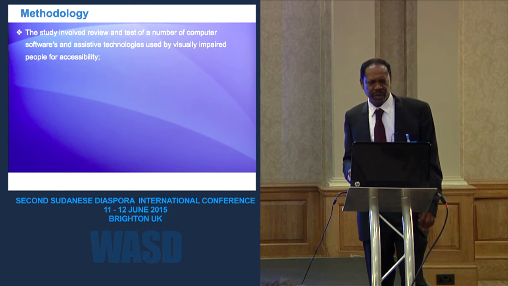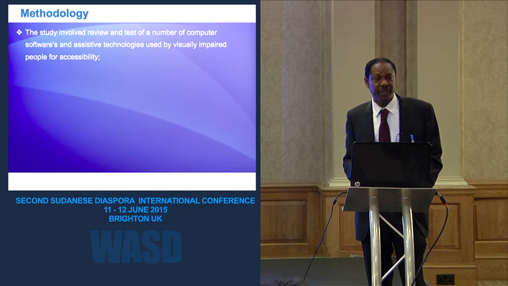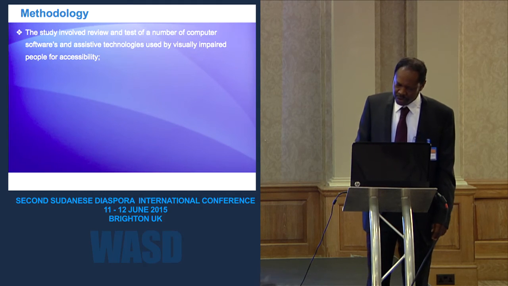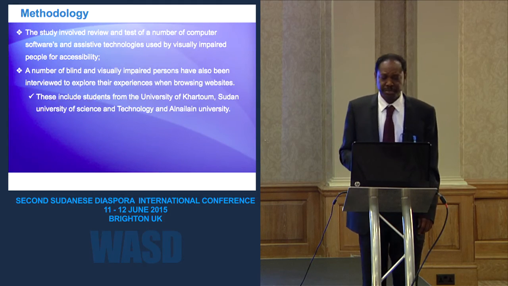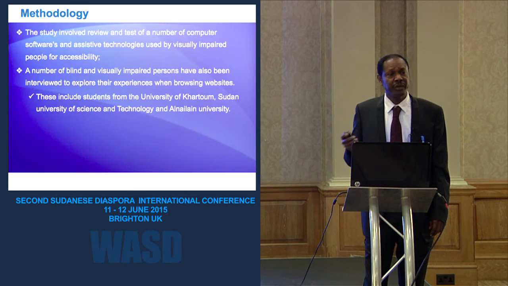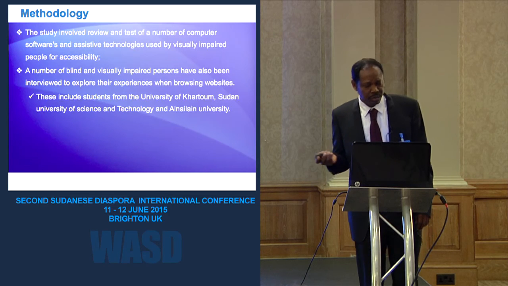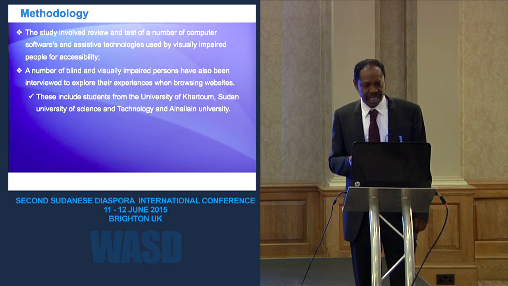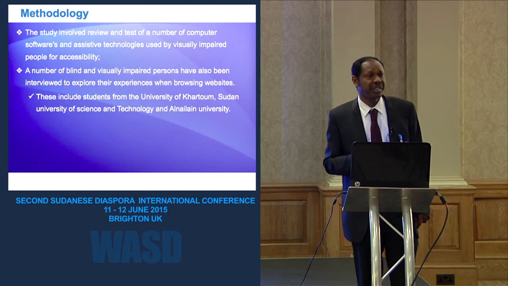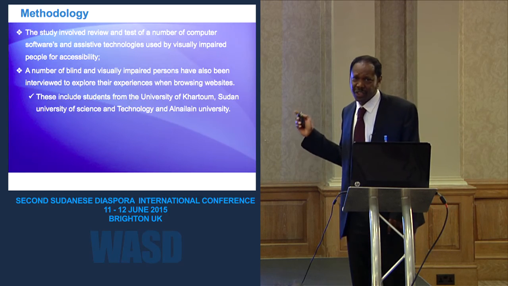This study involved a review and test of a number of computer software and assistive technologies used by visually impaired people for accessibility, and also a number of blind and visually impaired persons were interviewed to explore their experience when they view websites. It also included students from University of Khartoum, Sudan University of Science and Technology, and Nilean University. We did test those three universities.